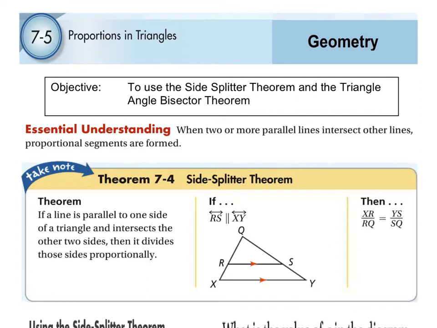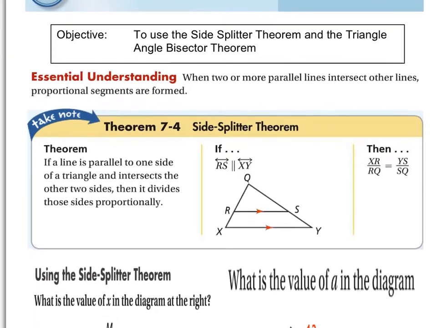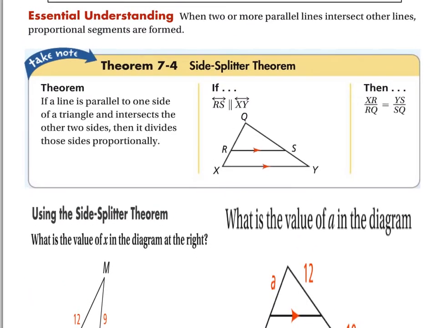To start, when two or more parallel lines intersect other lines, proportional segments are formed. Again, that word proportional. In other words, if I have two or more parallel lines, I can set up proportions of certain sides. So let's talk about the side splitter theorem. It says if a line is parallel to one side of a triangle and intersects the other two sides, then it divides those sides proportionally.